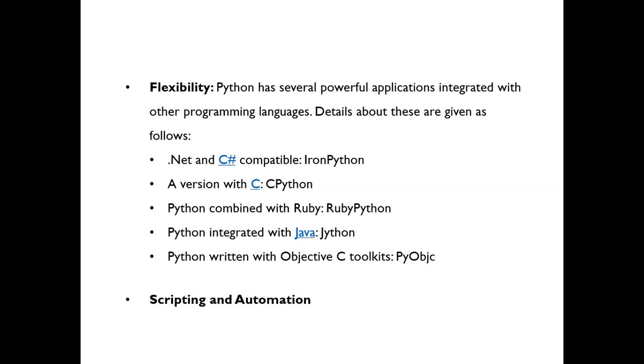So if you know Python, you can do Java coding. If you know Python, you can do C programming also. So everything is possible with the help of the integrated concepts available in Python.